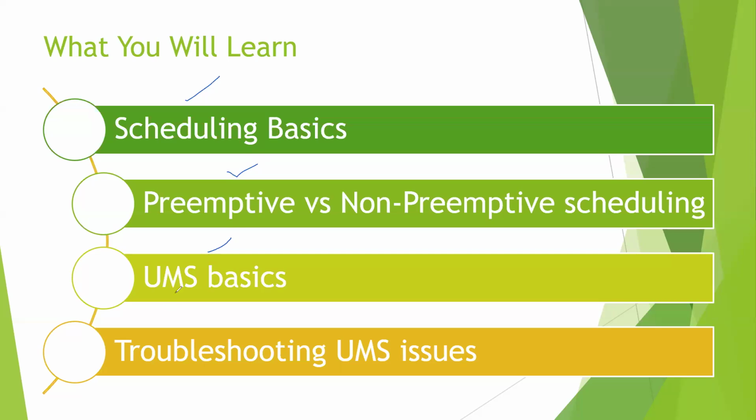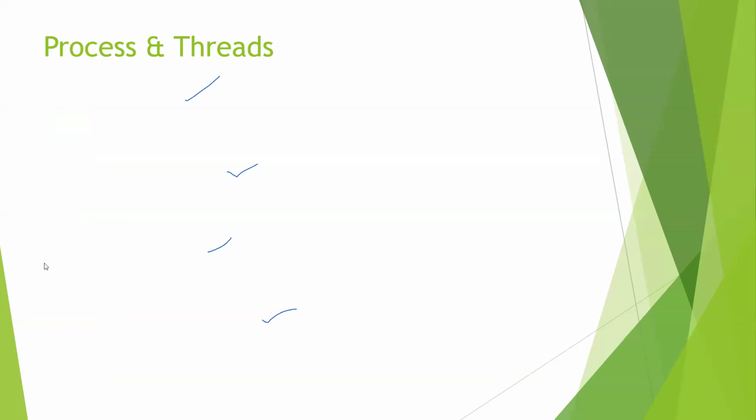There are two things: scheduling is different, and user mode scheduling is different. What is that user mode? We will talk about that. We will also cover some troubleshooting things. For example, let's say you have a thread executing on the CPU which is not coming out of the CPU. Those are the things we will talk about. First, before we move on to scheduling, let's understand the process and the threads.